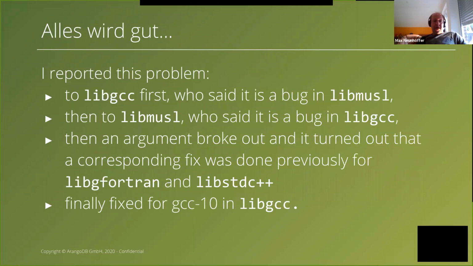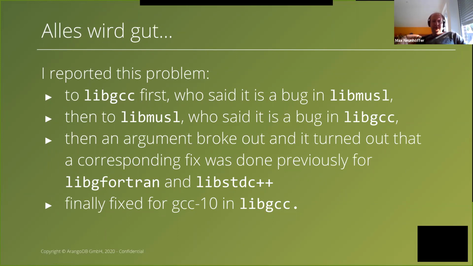Now, alles wird gut. So what did I do to get rid of this? First of all, I did the patch in our code. I've already shown this to you. But then I contacted, I believe, libgcc first. I said I'm linking against libmusl with static linking, and I encountered this problem, because I also produced a little program which demonstrates it. This bug report to GCC, because libgcc is contained in the GCC repository, was promptly turned down and closed because they said this is a bug in libmusl.